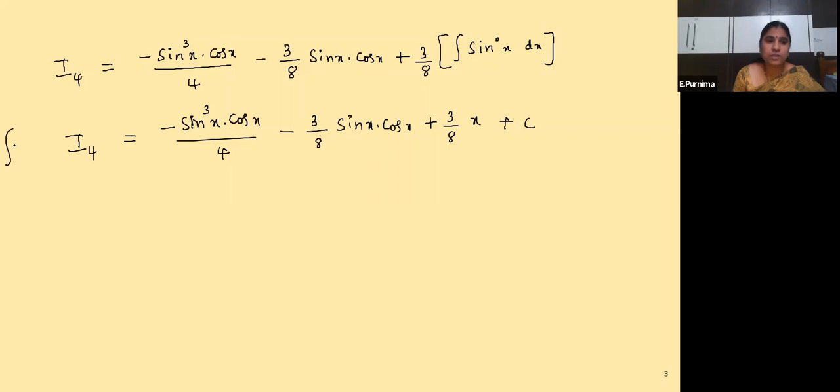So what is our actual sum? Sin to the power of 4 x is nothing but our I4. It is nothing but minus sin cube x into cos x by 4 minus 3 by 8 into sin x cos x plus 3 by 8 into x plus c. Is it clear, children? I hope you followed it.